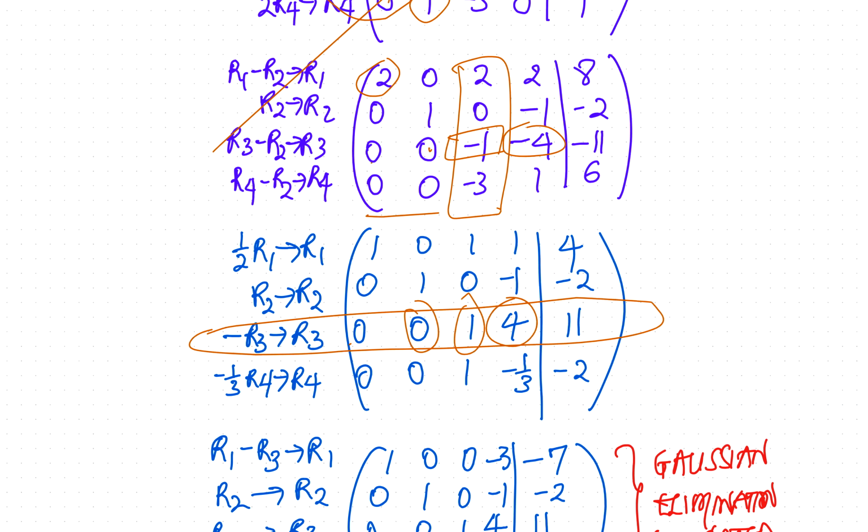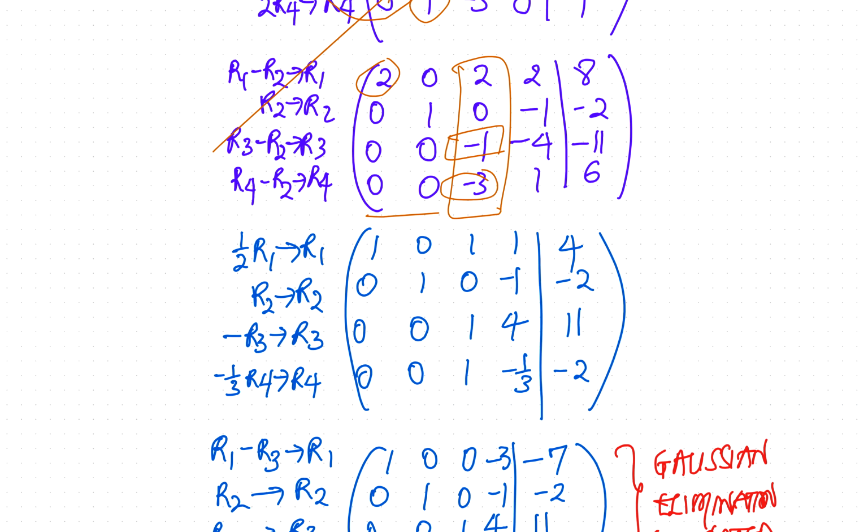So that way, row 3 is also sorted. Since it is sorted, then you can now go for row 4. You need this one to be 1. And the multiplicative inverse of minus 3 is minus 1 over 3. So you multiply row 4 by minus 1 over 3.